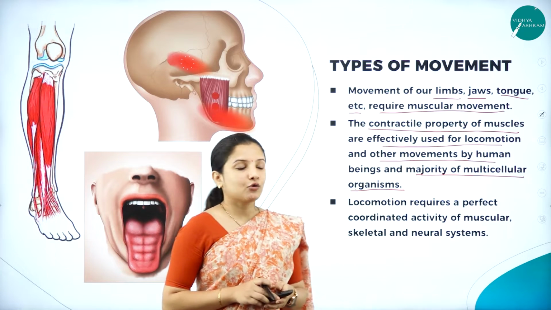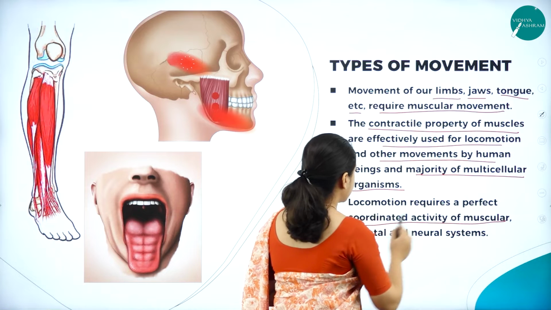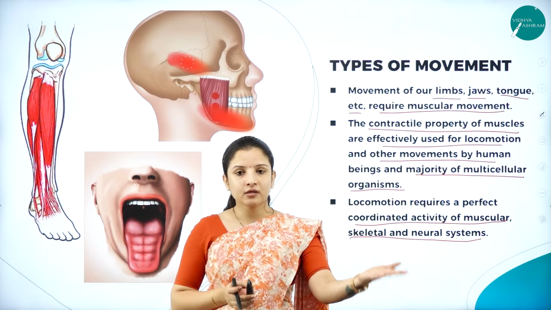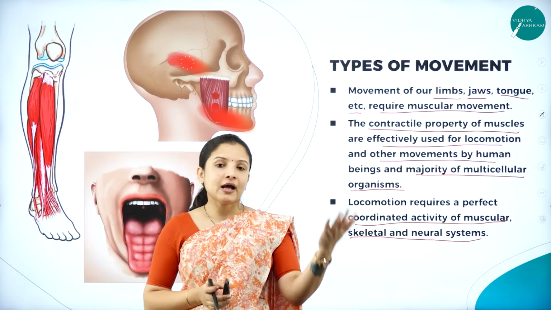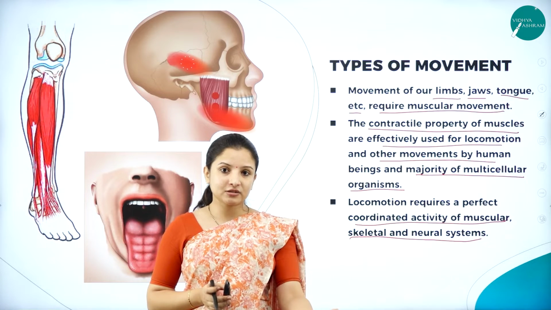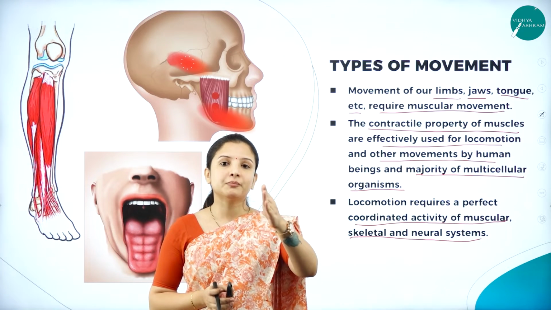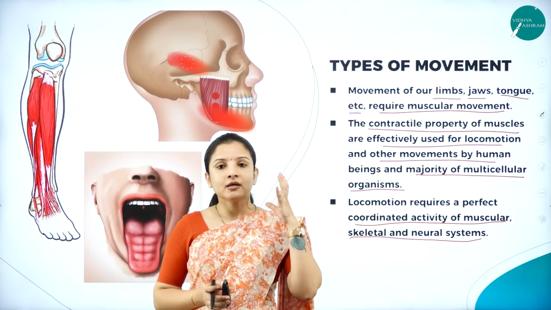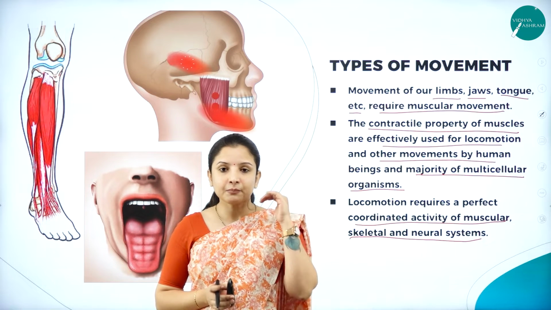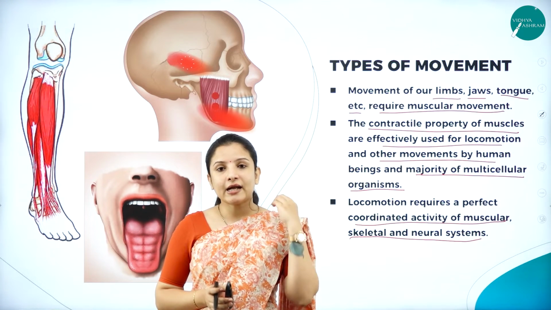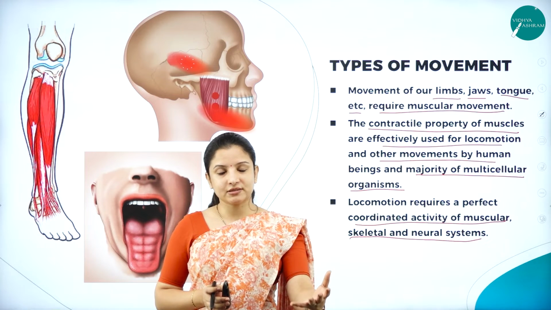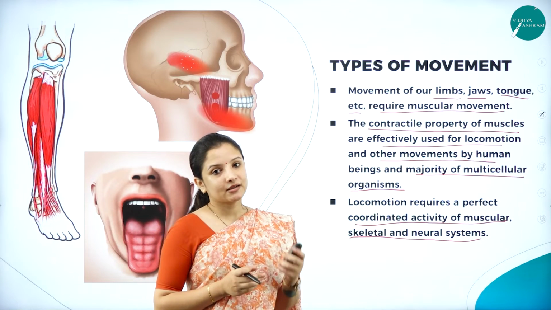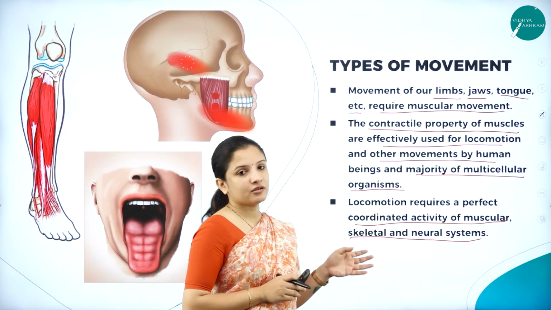Locomotion requires a perfectly coordinated activity of the muscular, skeletal and neural systems. That is true, right? Because when I'm moving, my bones are also moving, and along with that the muscles move, because it is to the bones that the muscles are attached. And not just that, if I need to move my hand, then the neural system also should function. Some message has to be sent to my brain saying that allow the contraction of the muscles, allow the movement of the skeletal muscles properly. So it is a coordinated activity between the muscular, skeletal and neural systems.